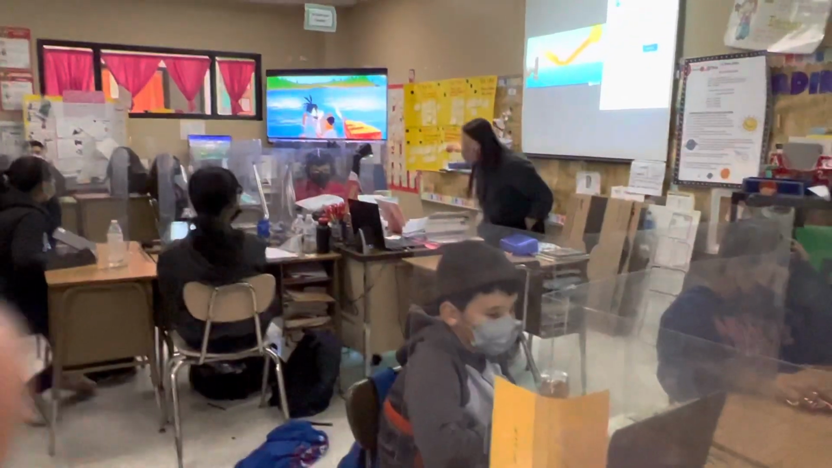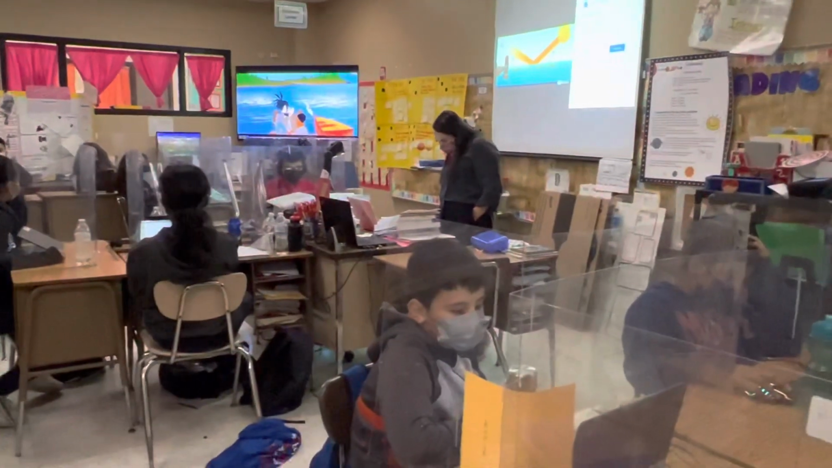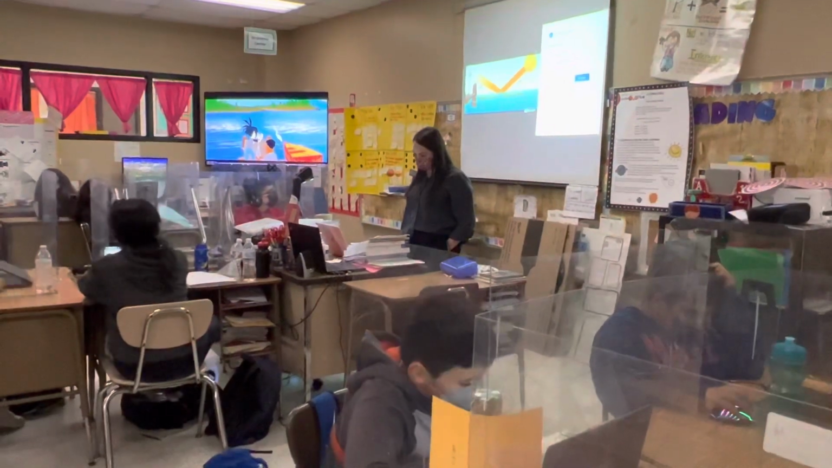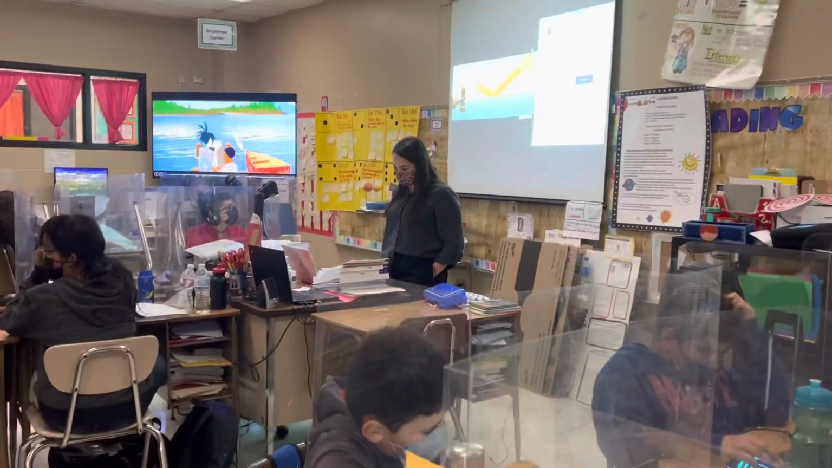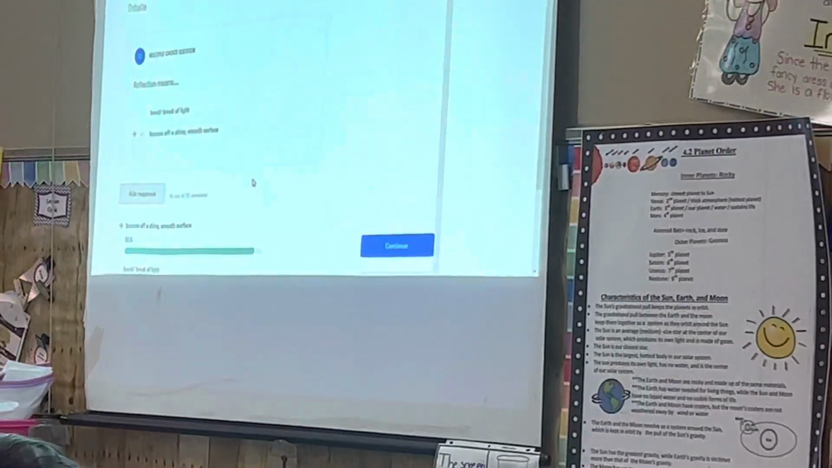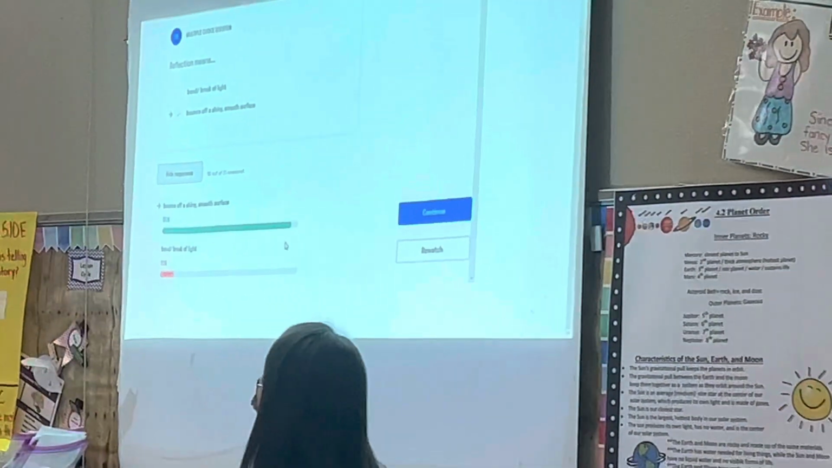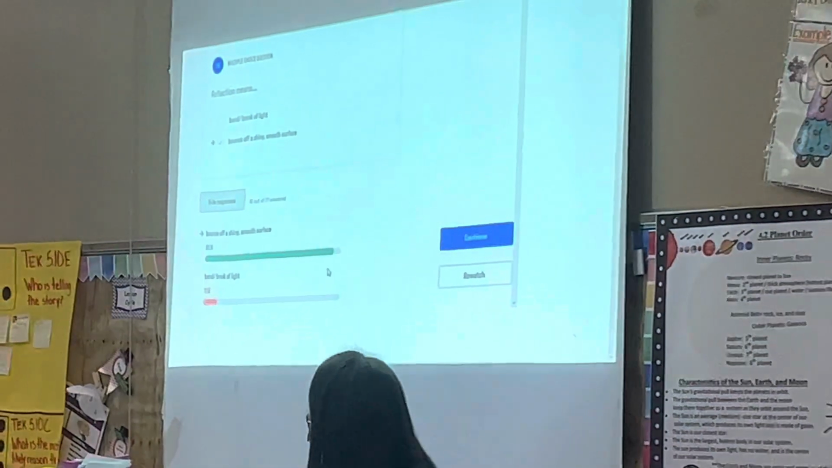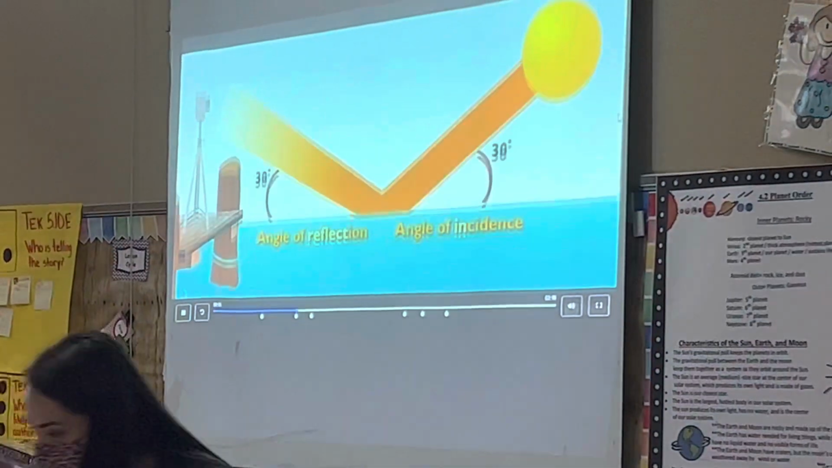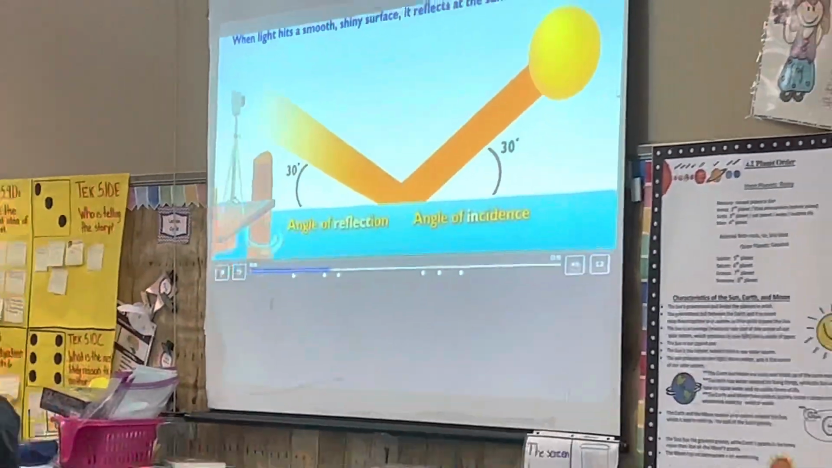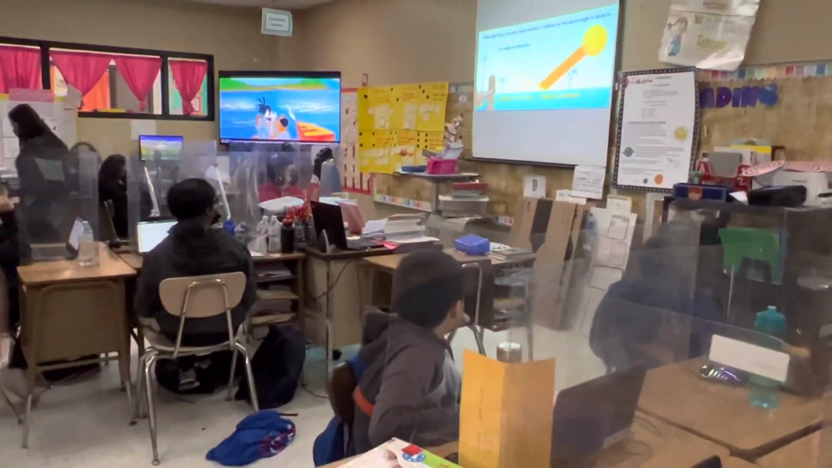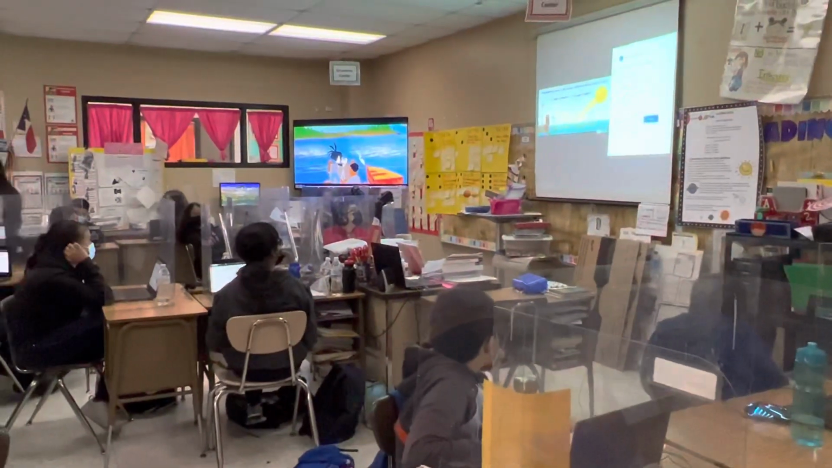I still need like 2 or 3 more kids. Okay, let's see. Let's go. Woohoo! 95%. Yes, good job. So reflection is bouncing off. Get it. So when light hits smooth, shiny surfaces like water, it reflects off at the same angle it comes in. The angle of reflection equals the angle of incidence.